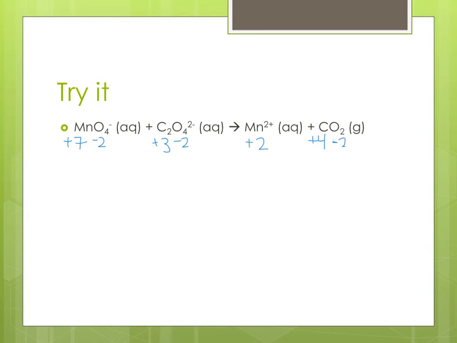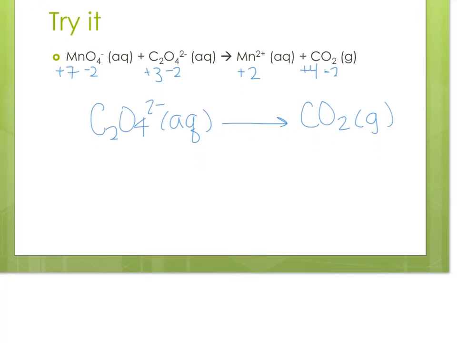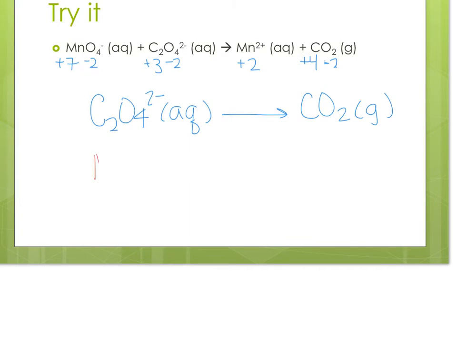So now we have to figure out our half reactions. What is being oxidized and what is being reduced? Carbon is being oxidized, going from +3 to +4. So we have C2O4 2- aqueous going to CO2 gas. That's one half reaction. What's the other half reaction? The manganese in the permanganate, MnO4-, turning into Mn2+ aqueous.